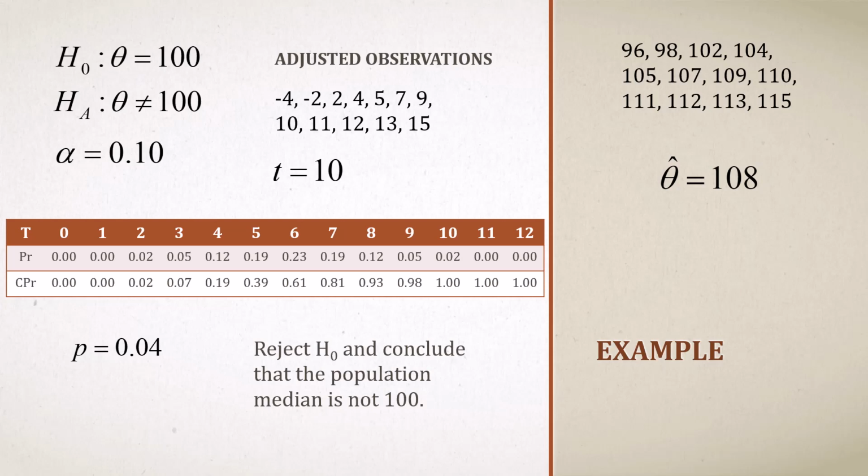Something interesting to note is that our alpha prime here, that is our actual type 1 error rate, was 0.04, even though we had set a nominal error rate at 0.10. In other words, if I had set my nominal error rate at 0.05, because of the small number of observations I have, 12, and this particular configuration, I would have still rejected the null hypothesis if I had set alpha to 0.05.